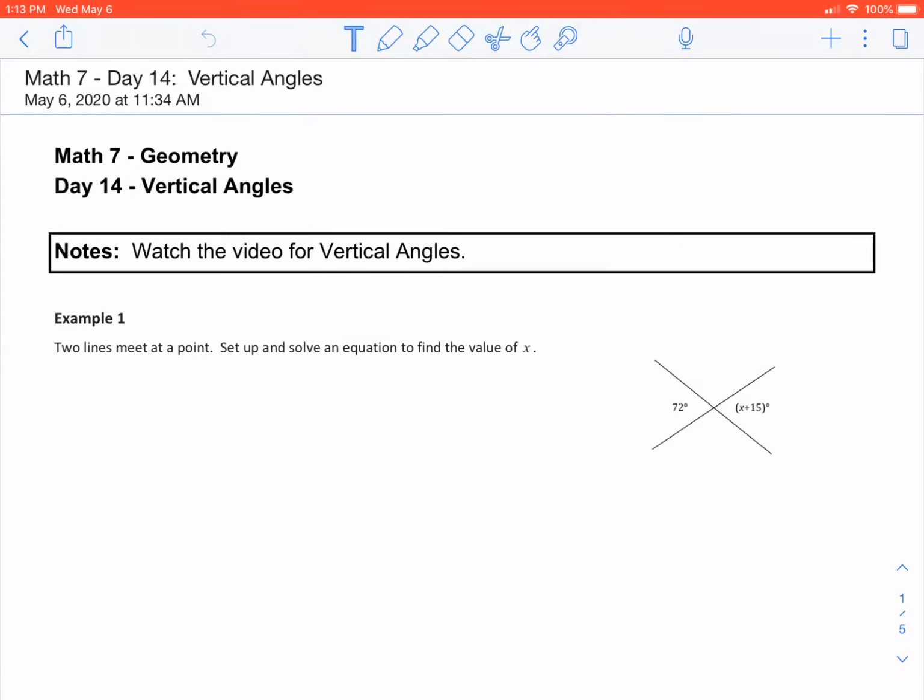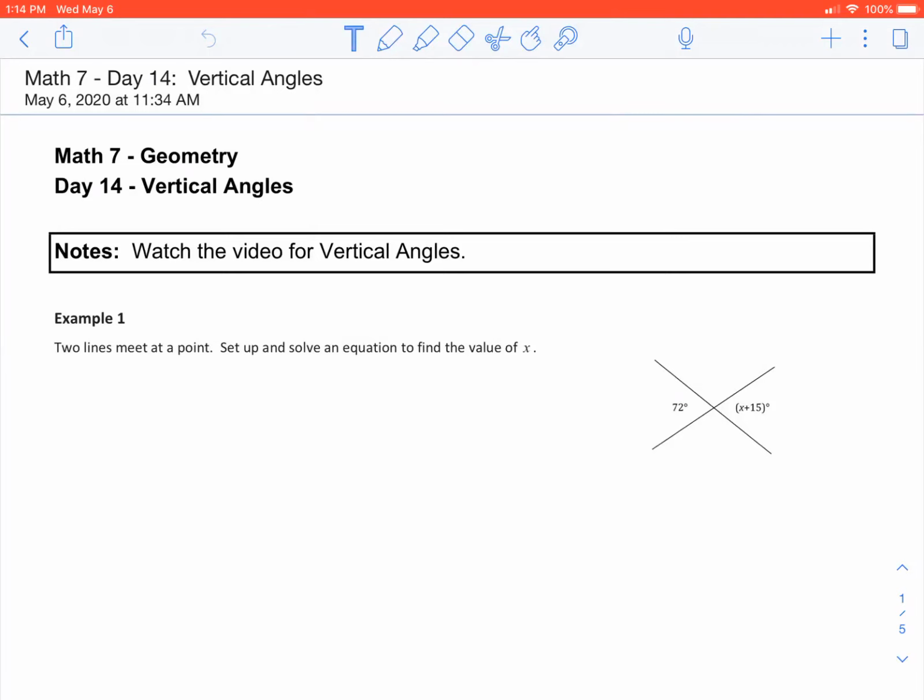All right, this is going to be our lesson on vertical angles. This is going to be very similar to the last couple lessons we've done. We're going to still be writing our sentences, setting up equations, and solving. So, our first example says that two lines meet at a point. We're going to set up and solve an equation to find the value of x.